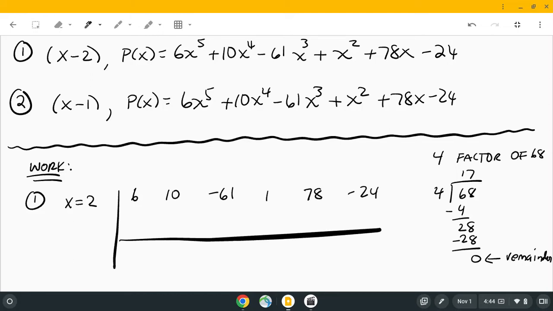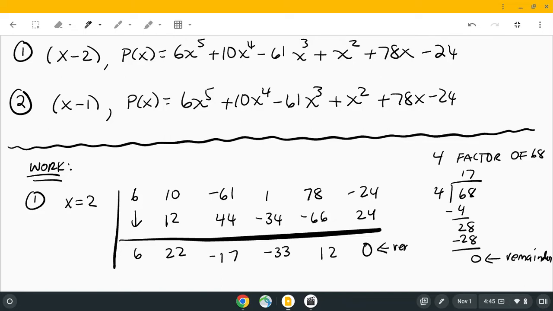And so I bring down the 6. 2 times 6 is 12. We get 22. 2 times 22 is 44. Then negative 34, and here we get negative 33. And then we get negative 66. And let's see, what do we get here? 2 and 12. And then 2 times 12 is 24. And we get 0. This is our remainder, right?